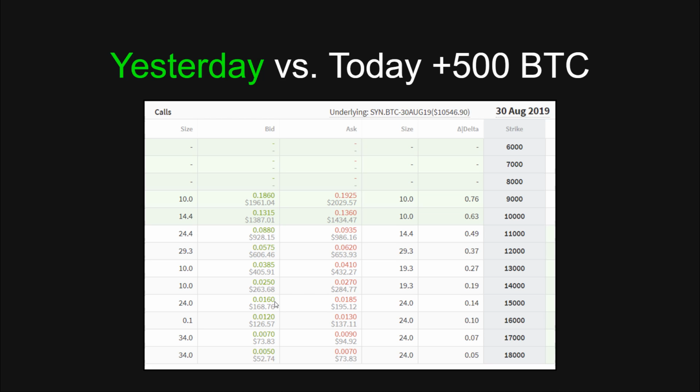Now, I do want to show you this example here. I just happened to capture an option chain for the calls, yesterday versus today. So we can look at some of these values here, and you can see how price can actually move and how much it can move. If we go at the money, yesterday the price of Bitcoin was about 10,000, and we can see that our option was running for about $1,400 yesterday.